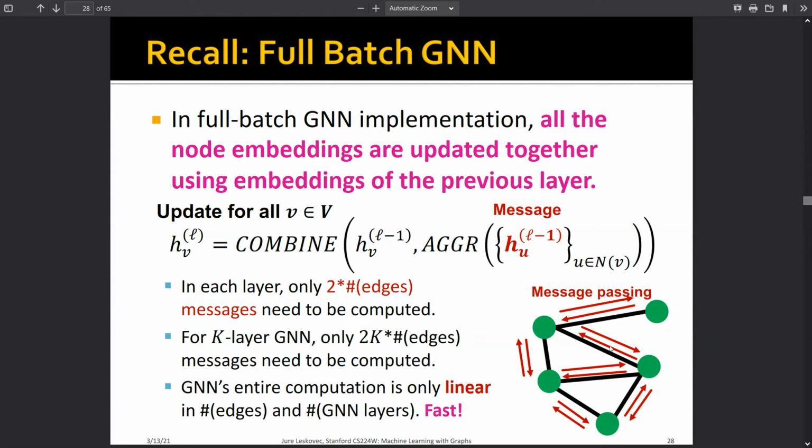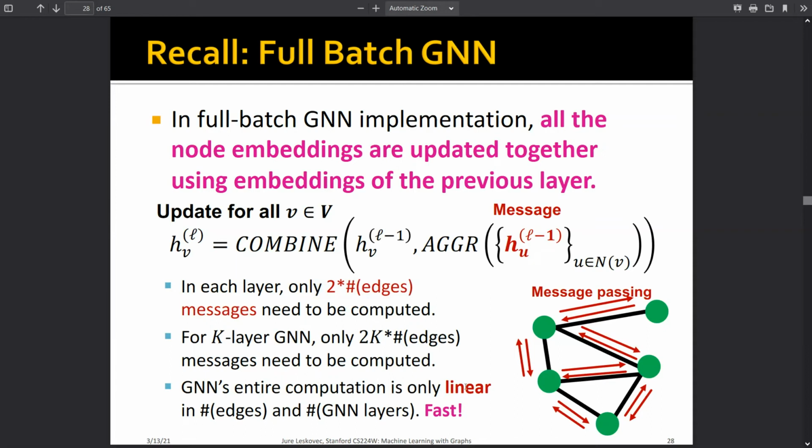Is this based on the sampling of just 2 layers or 2 neighborhoods or something? I'm not sure how this 2 is coming. The number of edges, twice the number of edges. Why twice? Each layer, twice the number of edges messages. Oh, 2 messages. So this one is one message and this one is one. The X itself and all the neighbors of X, right?